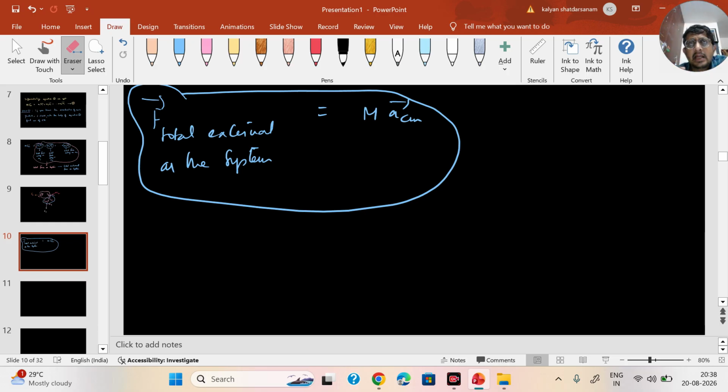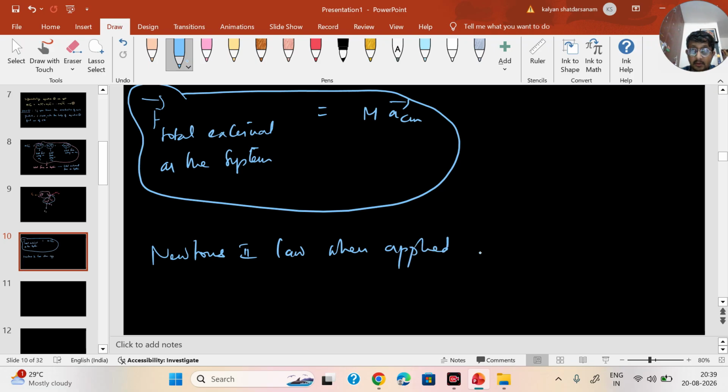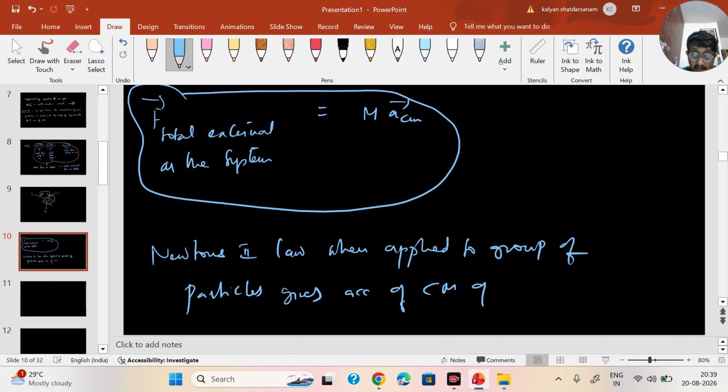What is A? It is not the acceleration of any one of these particles. It is the acceleration of center of mass of the group. That means F equal to ma, if you apply to a single particle, you get that particle's acceleration. But F equal to ma, if you apply for a group of particles, you get the acceleration of center of mass. So Newton's second law, when applied to a group of particles, gives the acceleration of center of mass of the group.